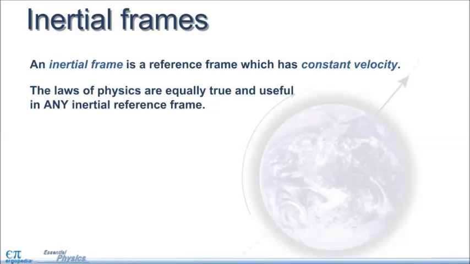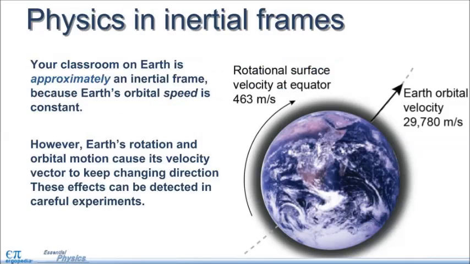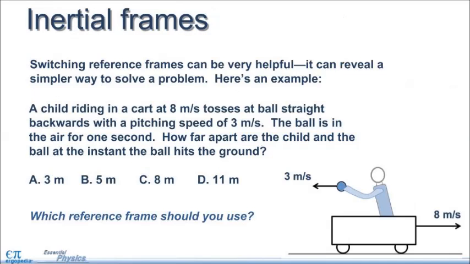Inertial frames. An inertial frame is a reference frame which has constant velocity. The laws of physics are equally true and useful in any inertial reference frame. Your classroom on Earth is approximately an inertial frame because Earth's orbital speed is constant. However, Earth's rotation and orbital motion cause its velocity vector to keep changing direction. This effect can be detected in careful experiments.